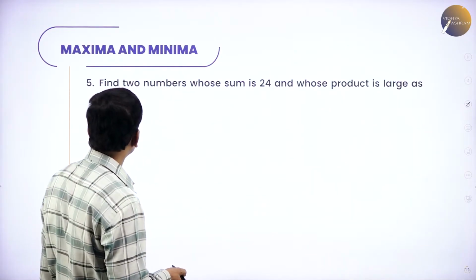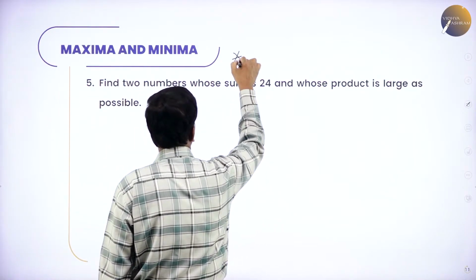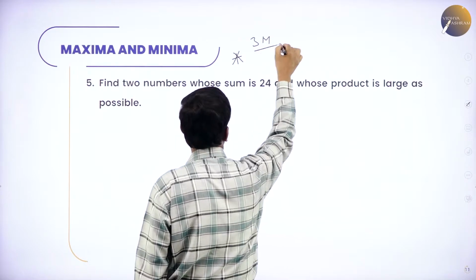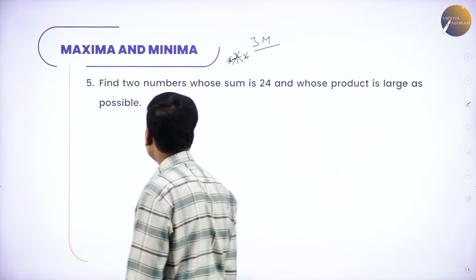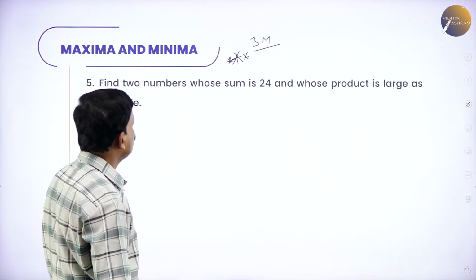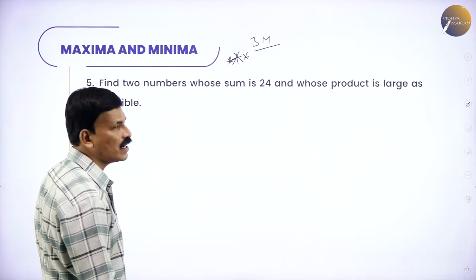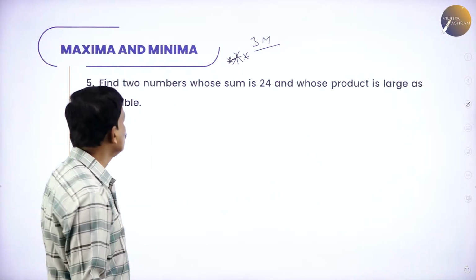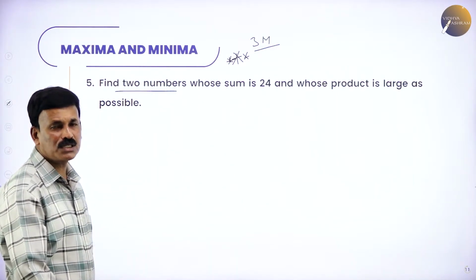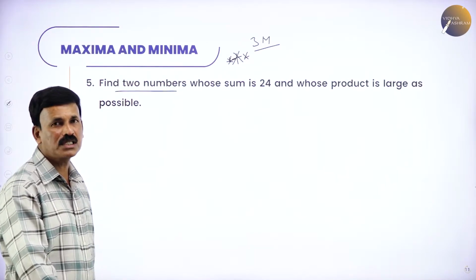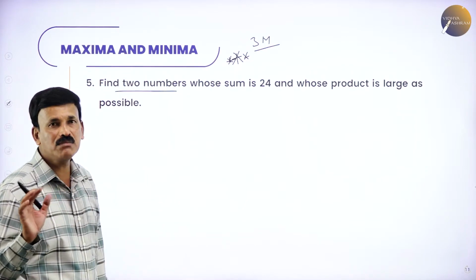Now, let us come to the next problem. This is a very important problem for 3 marks, very important from the point of view of examination. Very simple. Find two numbers whose sum is 24 and whose product is as large as possible. So, what is required is to find the two numbers. If you add the two numbers, the sum is 24. If you multiply them, the product should be maximum.